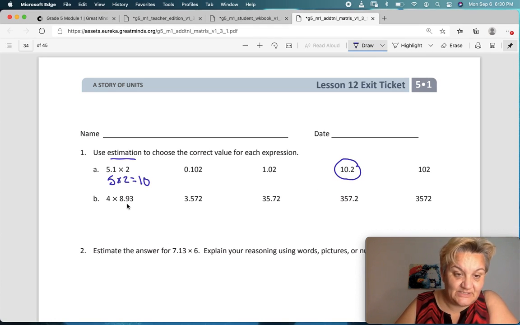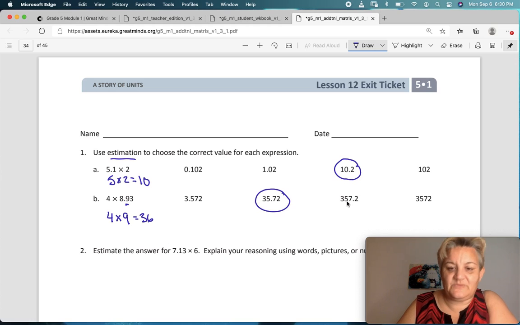This time I am going to use a little bit of rounding. I'm going to round to the nearest whole number. So the nearest whole number would be 9. 4 times 9 equals 36. That's a math fact, pretty simple. And the closest number to 36 is going to be, well, is it 3 thousand 572 thousandths? No. Is it 35 and 72 hundredths? Possibly.